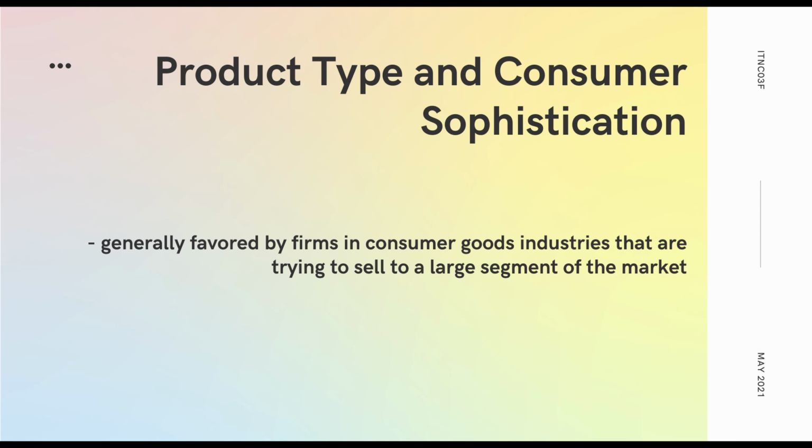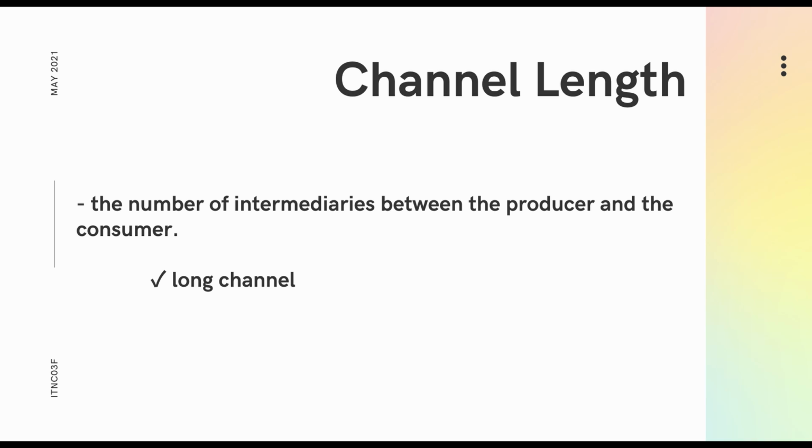The next factor is product type and consumer sophistication. In pull strategy, it favors industries that are trying to sell to a large segment of the market. The third factor is the channel length. So, channel length is the number of brokers between the producer and the consumer. In a pull strategy, the channel length is a long channel, meaning the producer sells through an import agent, wholesaler, or a retailer. So, to sum up, a pull strategy emphasizes mass media advertising and works well with consumer goods in a large segment of market and works better with longer distribution channels.